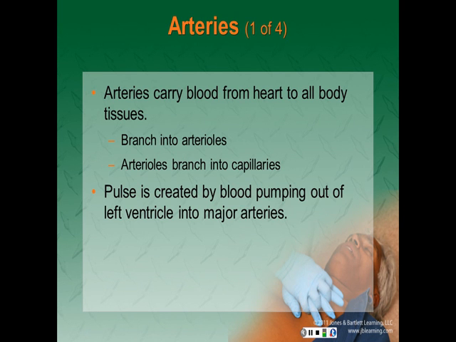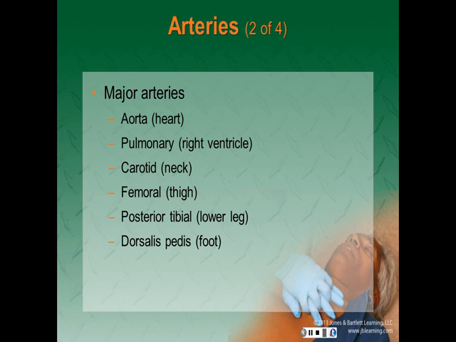Arteries carry blood from the heart to all the body tissues. Arteries carry blood away. The aorta is the principal artery leaving the left side of the heart and carrying freshly oxygenated blood to the body. It divides at the level of the umbilicus into the iliac arteries. Arteries then branch into arterioles, and arterioles branch to capillaries. And a pulse is created by blood pumping out of the left ventricle into these major arteries. The pulmonary arteries originate at the right ventricle, and they carry oxygen-poor blood to the lungs.